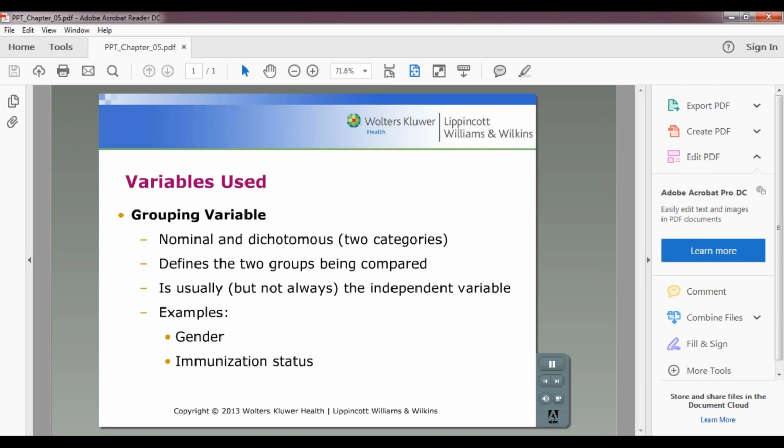It also defines the two groups that are being compared. Sometimes the independent variable, such as gender or immunization status, or whether or not one received the intervention and the other did not. In the case where you have that post-test design that I was talking about, that two-group post-test design, one group receives the intervention, the other doesn't. The group that receives the treatment is actually the independent variable. Another group who doesn't is a control group, okay?